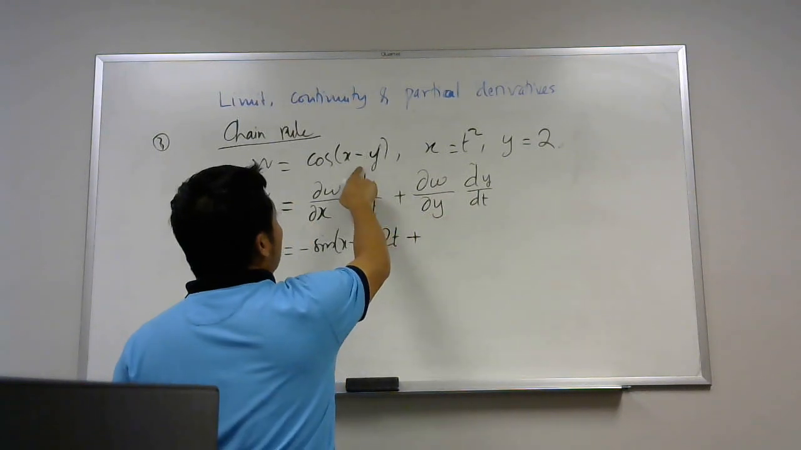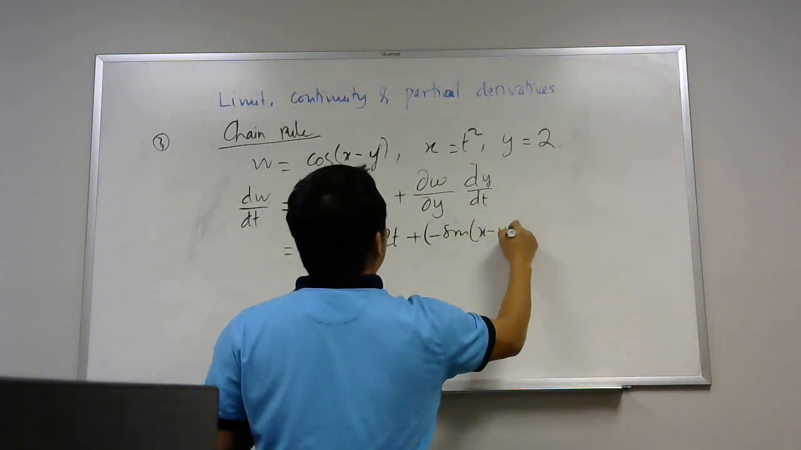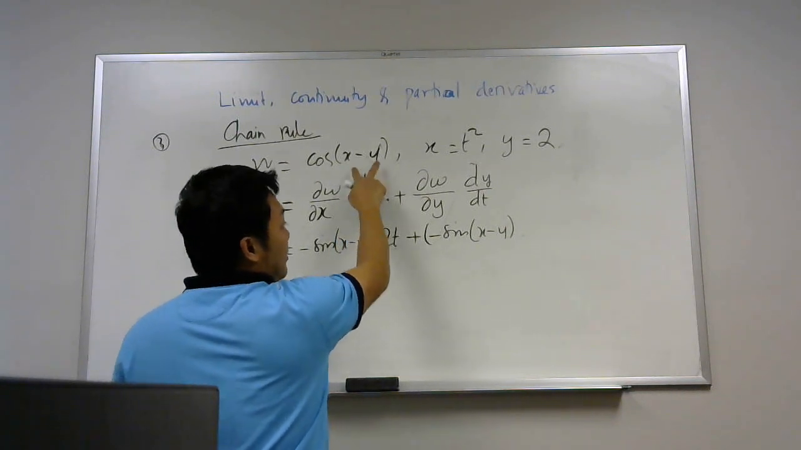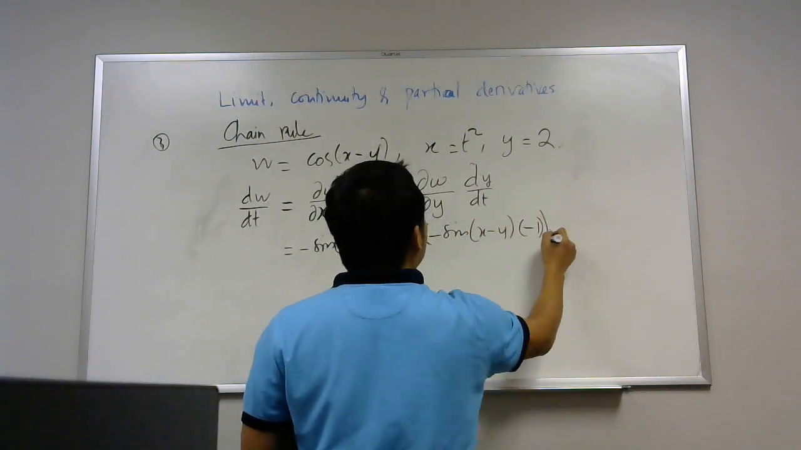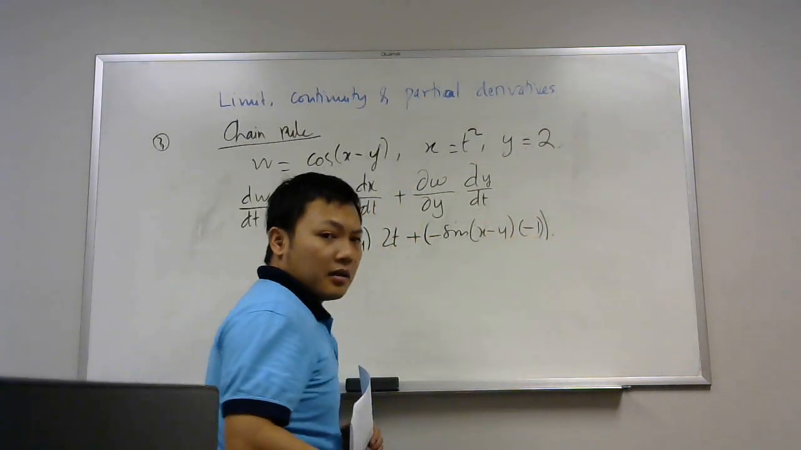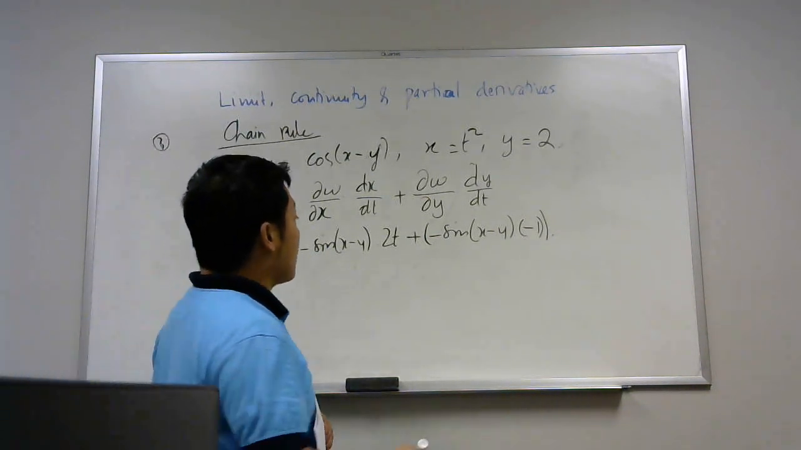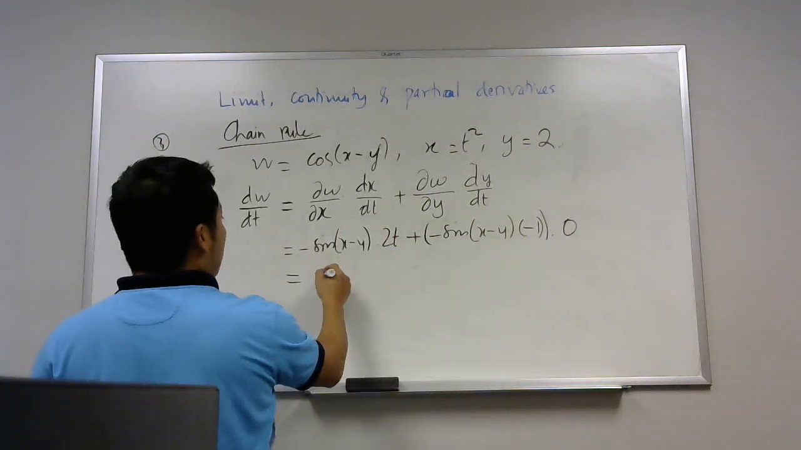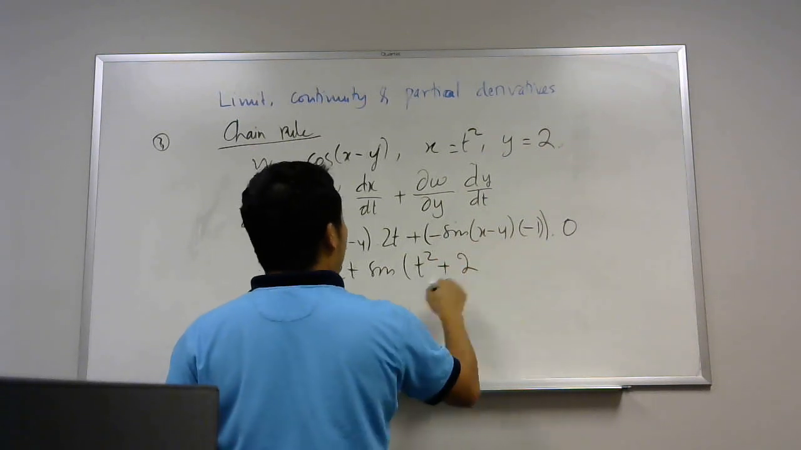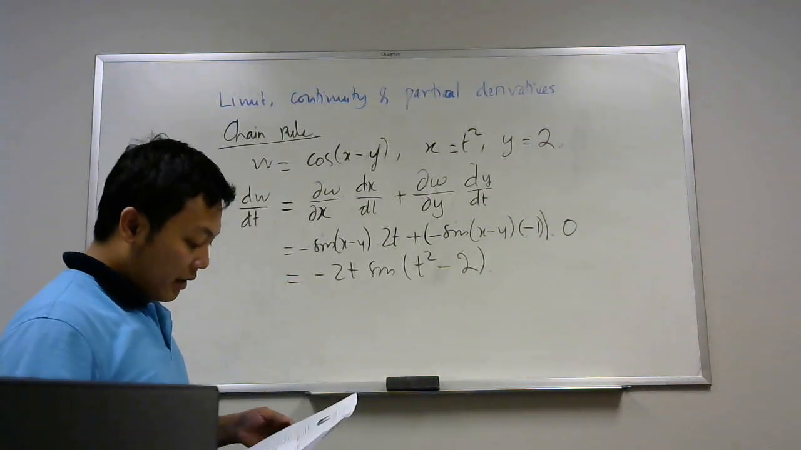For the partial derivative of w with respect to y, I get negative sine of x minus y, but we need to take the derivative of the inside function with respect to y, so that is negative 1, times dy with respect to dt. It is a constant, so the derivative of y is just 0. So the second term is 0. It's very simple. That is negative 2t sine of t squared minus 2. Okay? That's how we can use the chain rule.